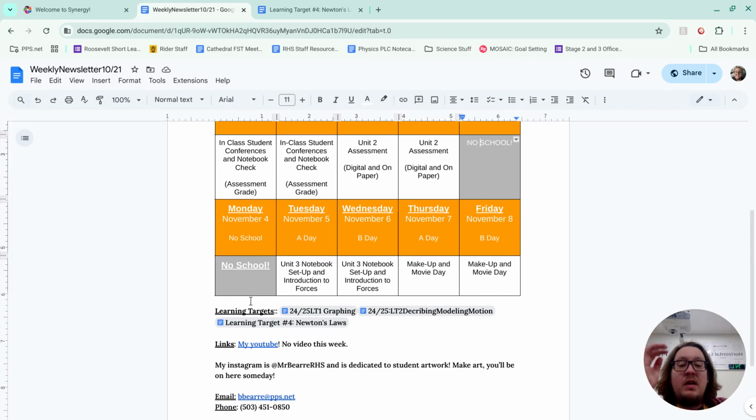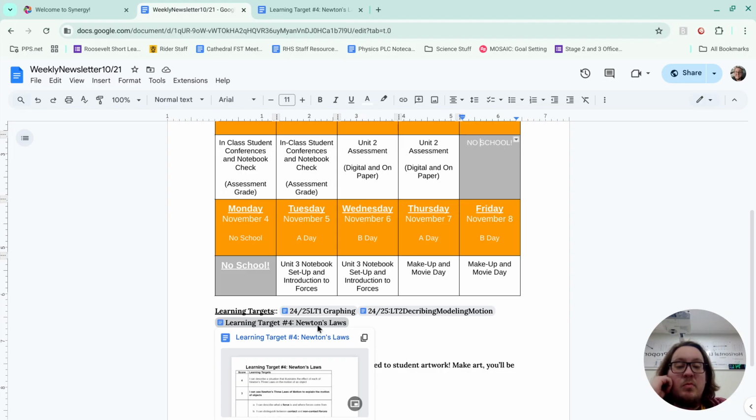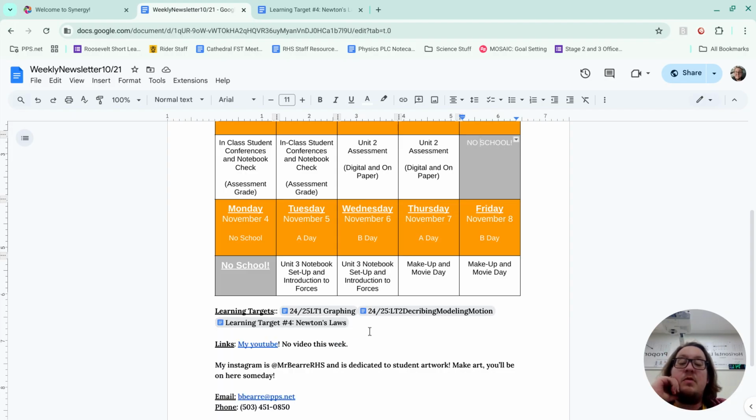Then Tuesday and Wednesday, we're going to do our Unit 3 notebook setup and introduction to forces. Usually after a test, I do a makeup day, but I space that out next week just because I want to make sure I have time to give really good feedback on those tests, if applicable. But Unit 3, as you see, I added. So we're still working on graphing. We're still working on describing and modeling motion for this week. But next week, we're going to jump really hard into forces and Newton's laws.